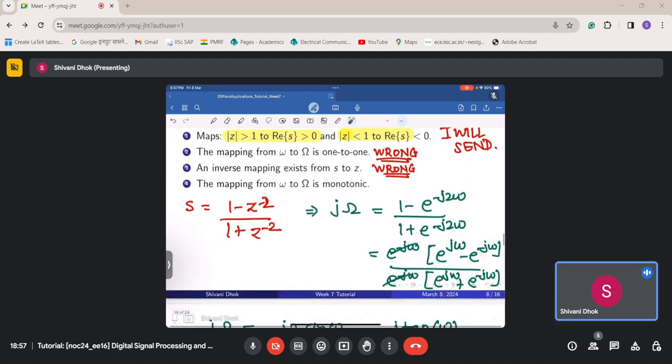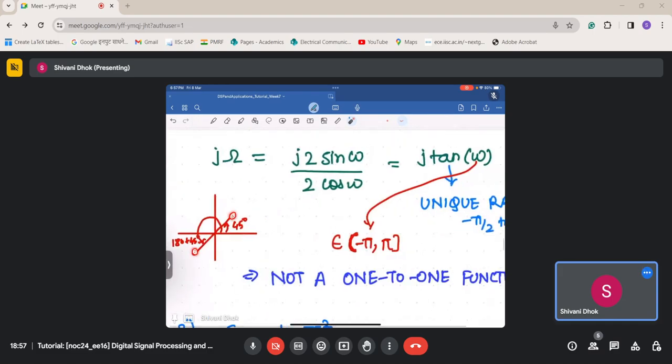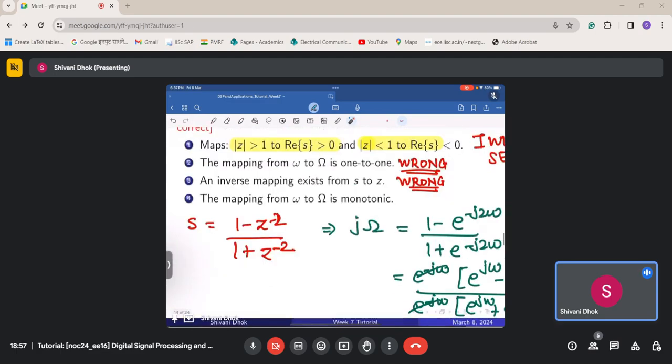and therefore it won't be a monotonic function. Another thing is, for two different values of small omega, if you're getting the same value, it can never be a monotonic function. For a monotonic function, one value of omega should be given by only one value of small omega. So again, this option is wrong. These three options are wrong.